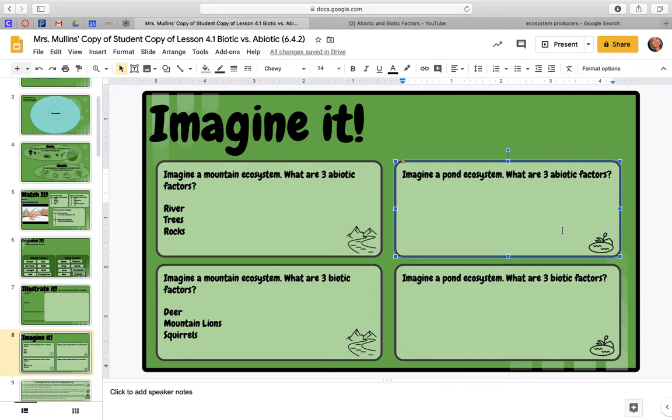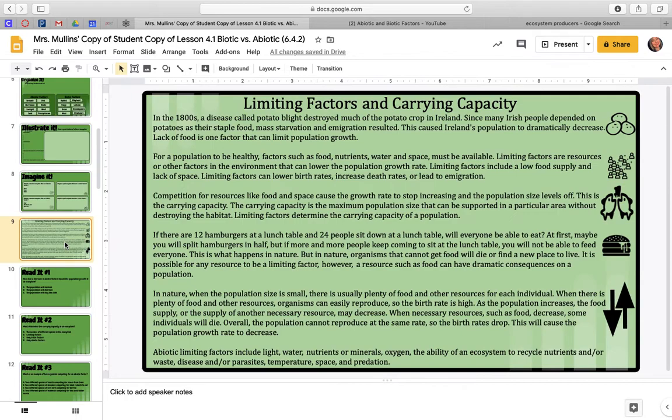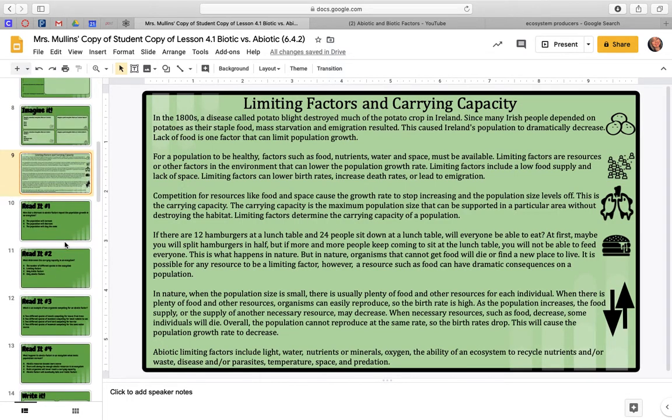But think about, you can Google this as well to help you. So if you're not sure and you're not really aware of a pond ecosystem, then totally Google it and then get some answers put into there. Now for this, this was probably a little tricky.